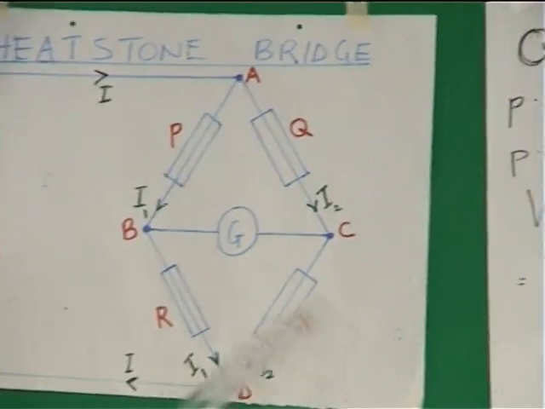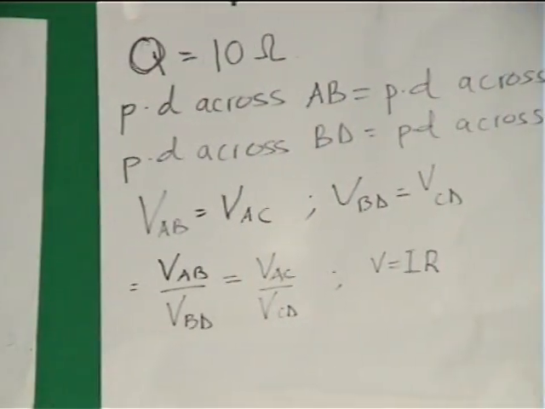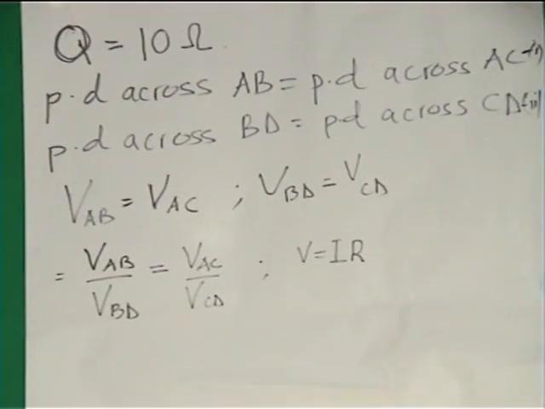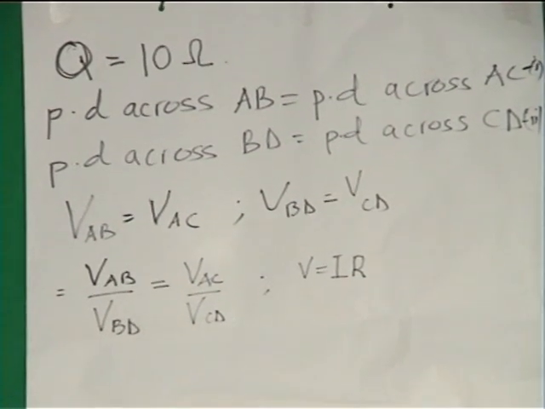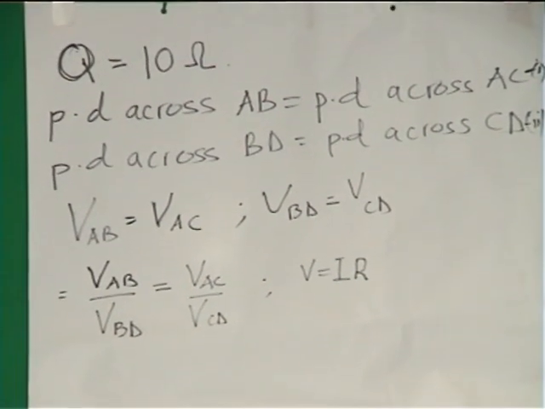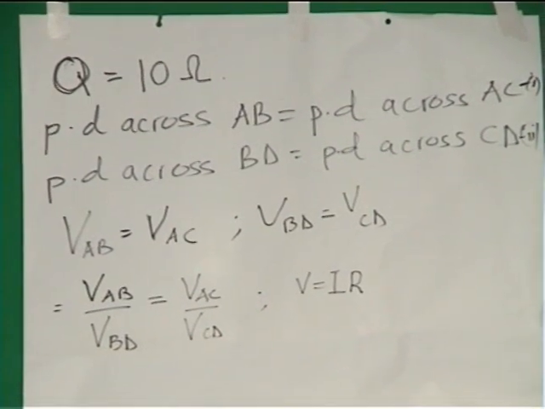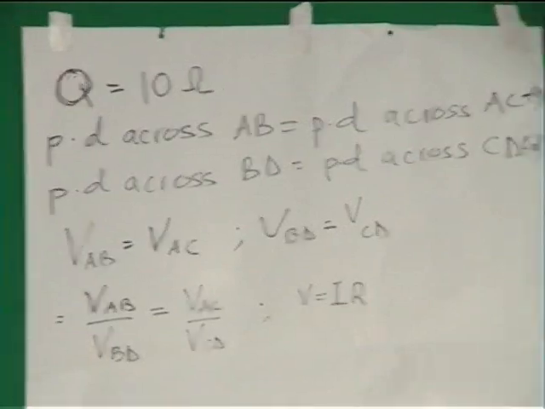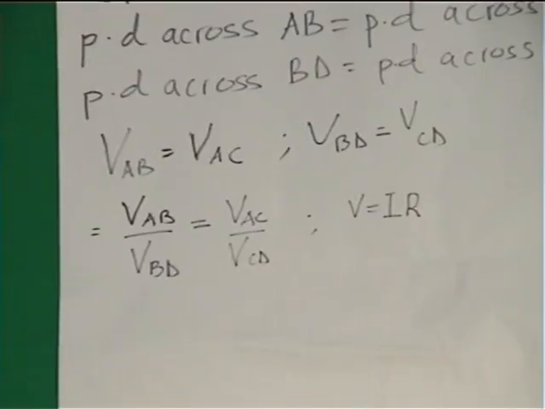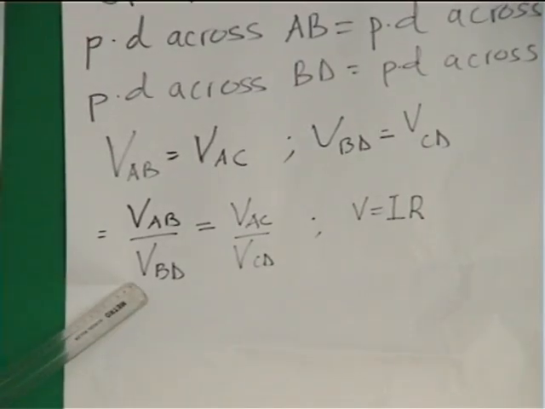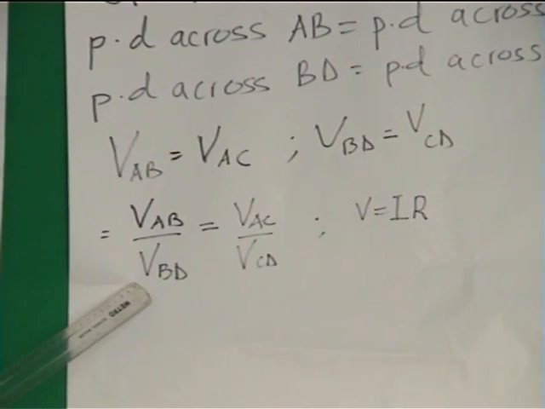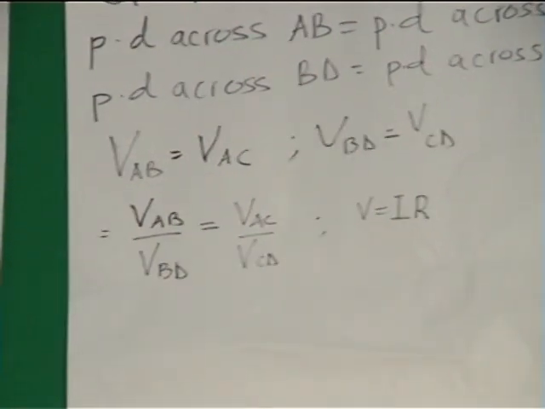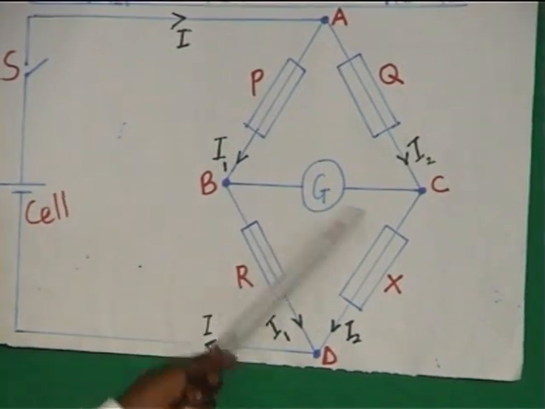Now, it means that in the part of AB, the current will be equal to I1. And in the part of BD, the current also is I1. In the same way, in the part of AC it is I2, and CD also is I2. But note that this relation is used when there is no current flowing in the galvanometer.